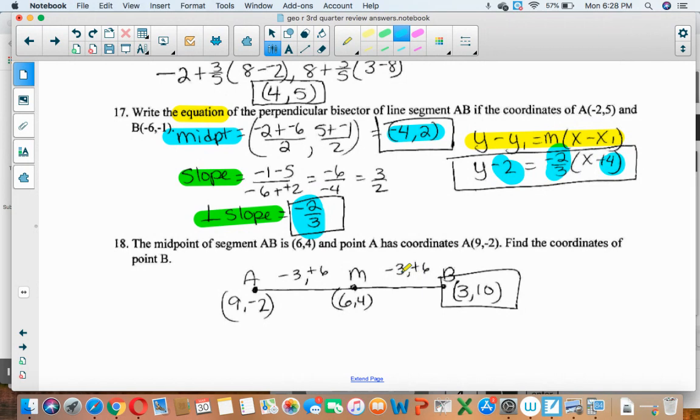I'm going to subtract 3 from the x. 6 minus 3 is 3. And I'm going to add 6 to the y. 4 plus 6 is 10.